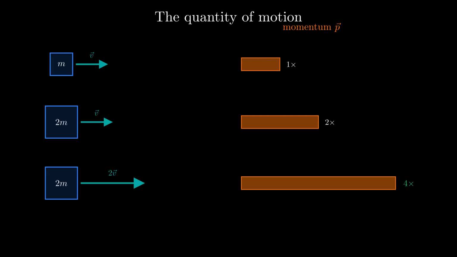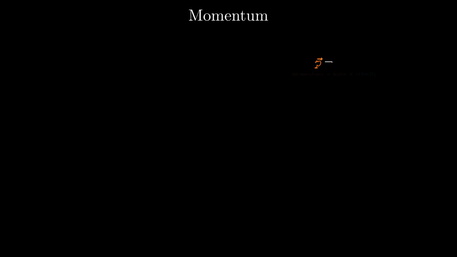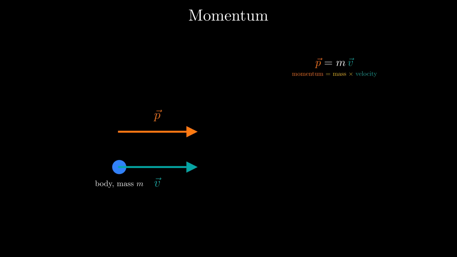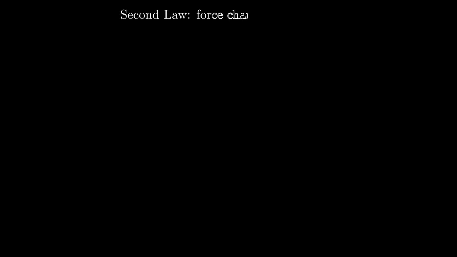Our modern name for this quantity of motion is momentum. Momentum is a vector. We write it as p equals mv. Momentum p is the mass m times the velocity v. Because velocity is a vector, momentum points in the same direction the body moves. The m here is the inertial mass, the measure of how hard it is to change a body's motion, and the v is its velocity. This single vector packages together everything about a body's motion, which way it goes and how much of it there is.